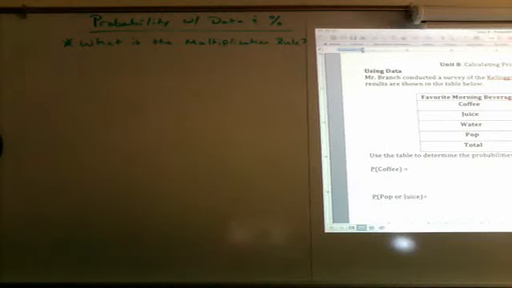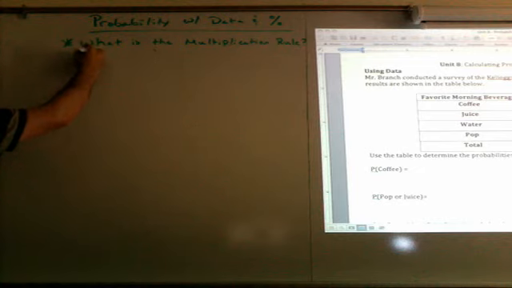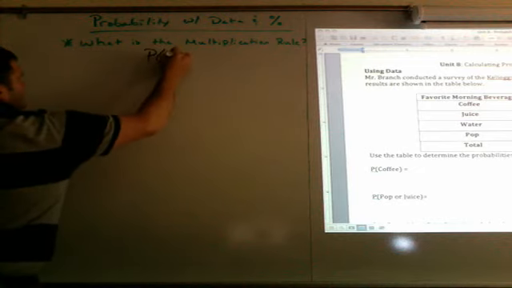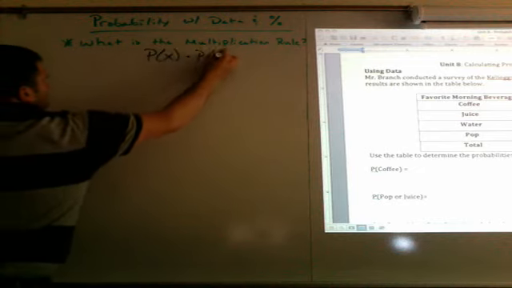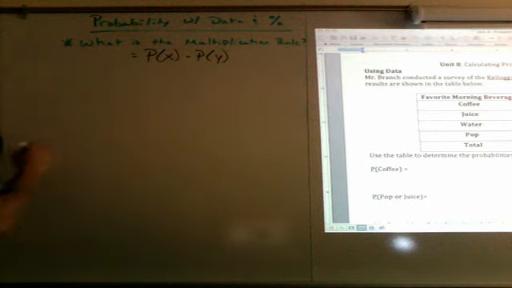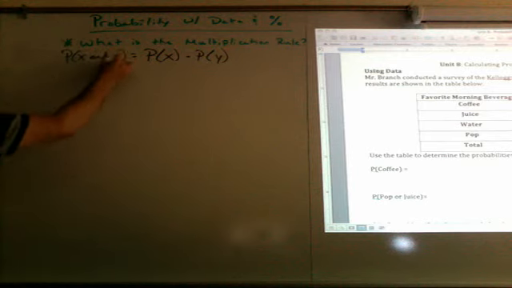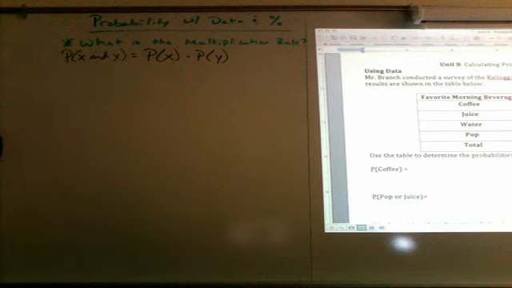Today we're going to look at probability of data and percentages. So, the probability multiplication rule. Melissa, I heard you say it earlier. What is that? Probability of X times probability of Y. Okay, so that's what it equals, right? What goes in front though? Lynn said probability of X and Y.